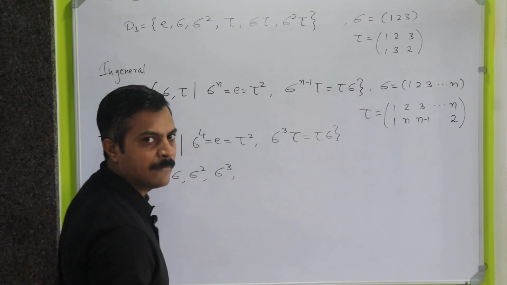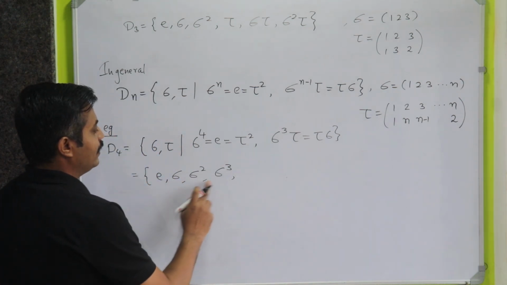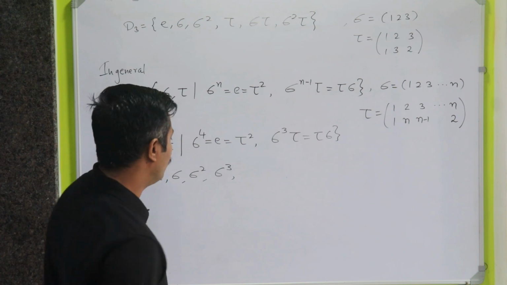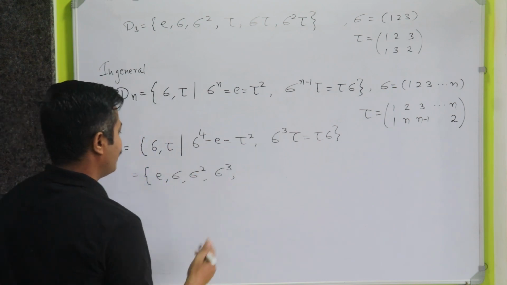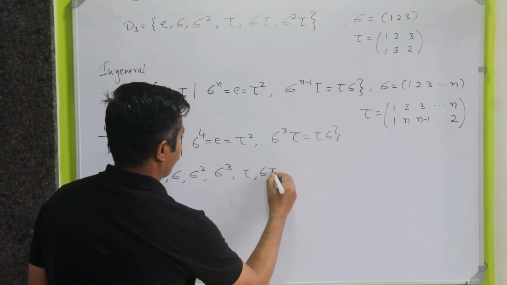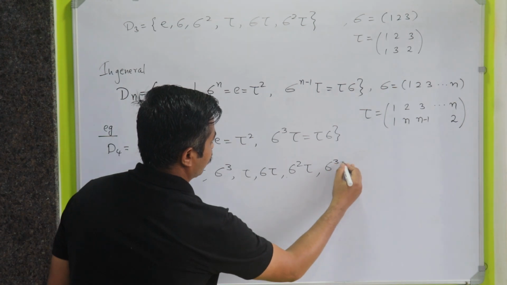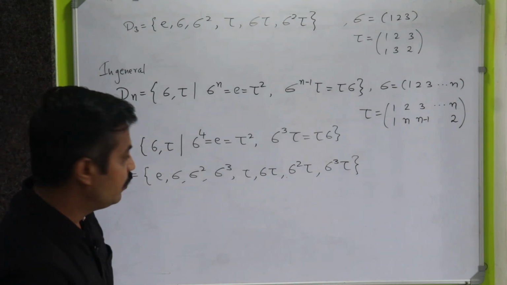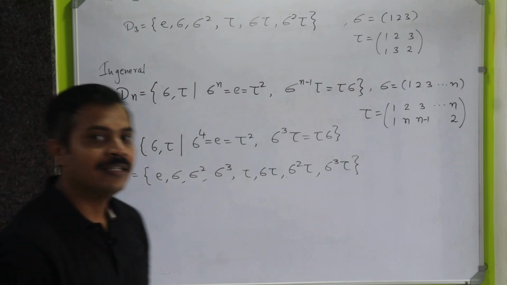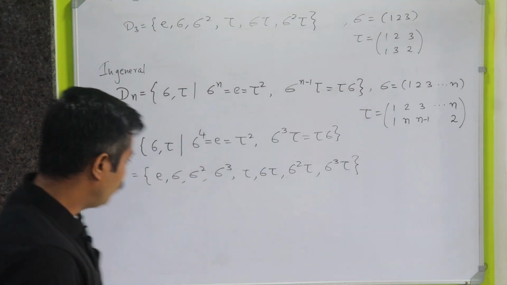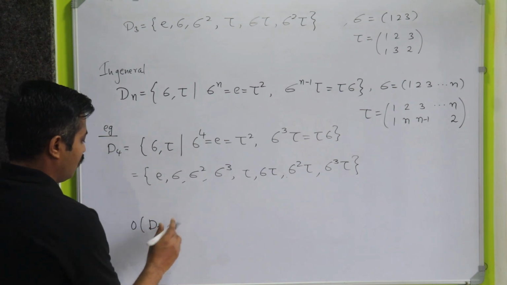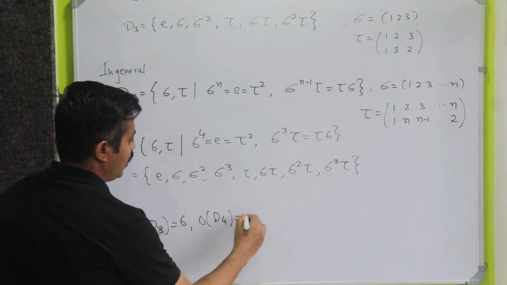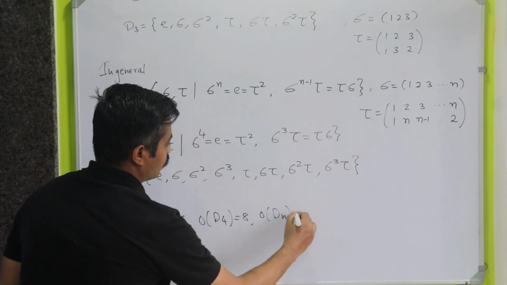Now in order to write the rest of the elements, we can simply multiply these 4 elements by tau. Either you can multiply from the left hand side or from the right hand side, that is your choice. So in this case I will multiply from, let us say, the right hand side. So it will be tau, sigma tau, sigma square tau, and sigma cube tau. So this is actually nothing but our D4. Now if you note, the number of elements in D4 is 8. So in general, remember, the order of Dn will be what? The order of D3 we got to be 6, the order of D4 we got to be 8. So in general, the order of Dn is actually 2n.